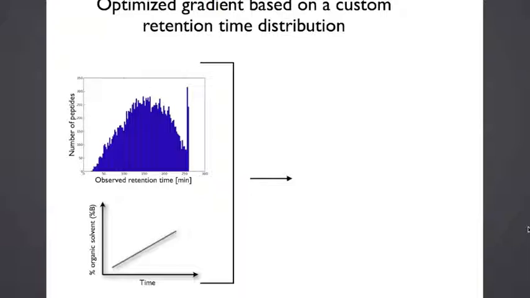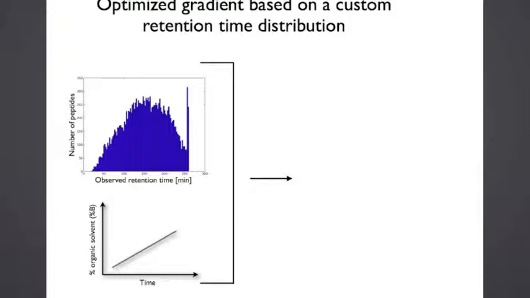As I said before, in this tutorial I'm going to speak about optimized gradients based on a custom retention time distribution. The input for calculating such gradients is any retention time distribution of interest. It can be the retention times of the identified peptides, of certain peptides of interest, any retention time distribution whose spread is desired to be uniform.